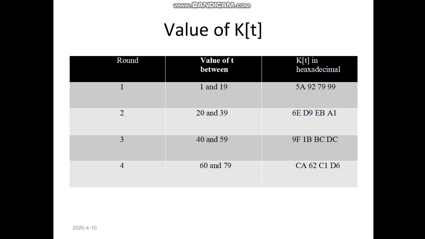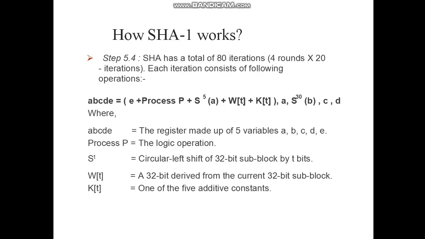In the MD5 algorithm, we have 64 constants, but in the SHA algorithm, only 4 constants are available. Each constant is for each round: the first constant for the first round, the second for the second round, the third for the third round, and the fourth constant for the fourth round respectively. SHA has a total of 80 iterations, that is 4 rounds of 20 iterations.